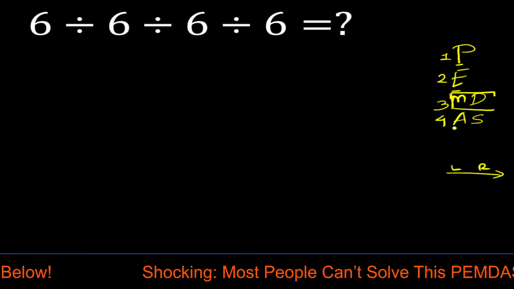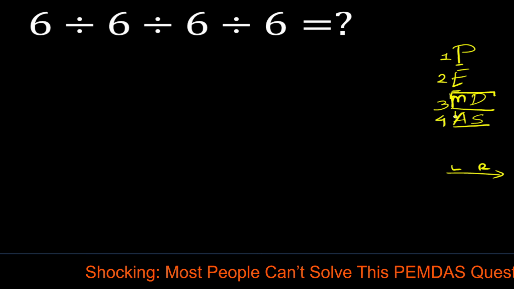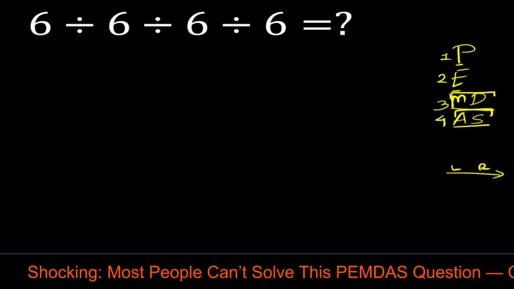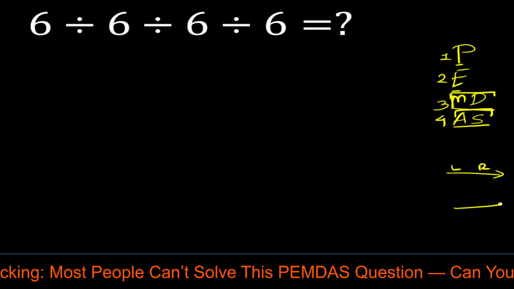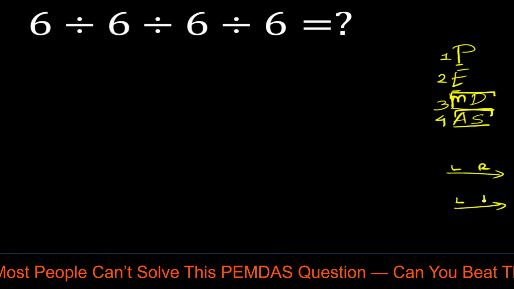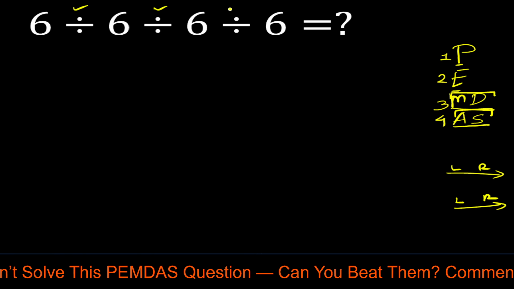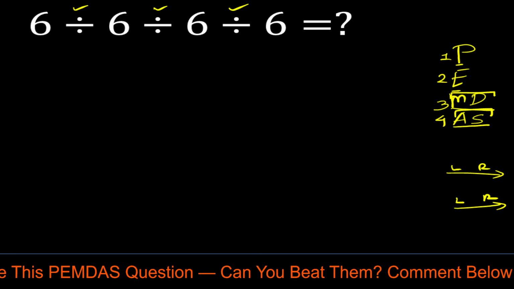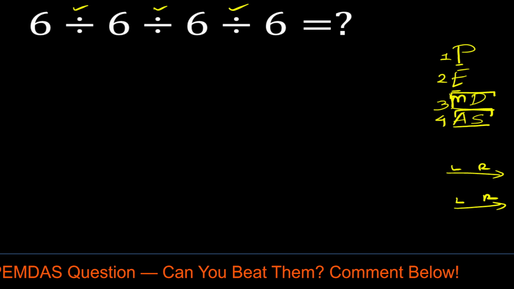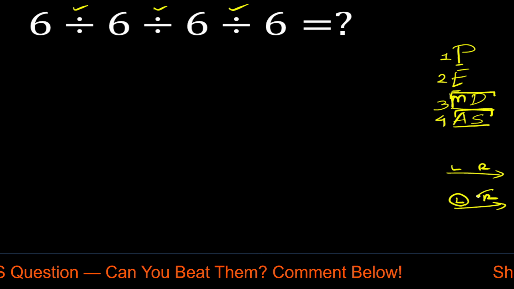Then the fourth and last priority is addition and subtraction. Also addition and subtraction both have equal priority, so we have to solve it from left to right. So in this question, here we have division, here division, and here division, and all have equal priority, so we have to solve it from left to right.